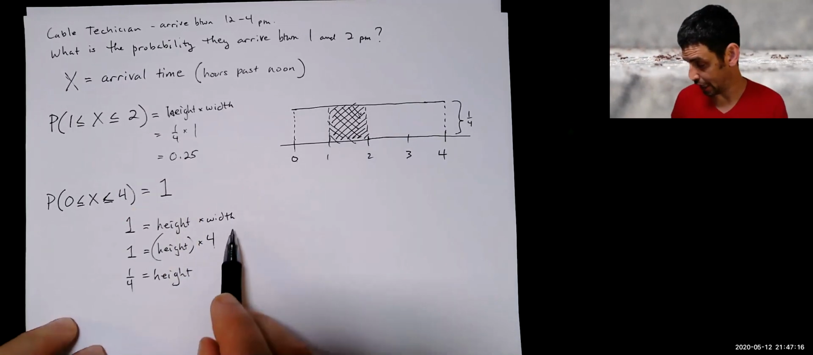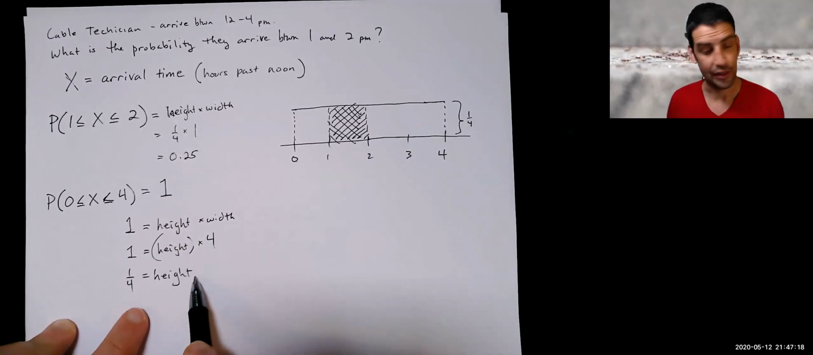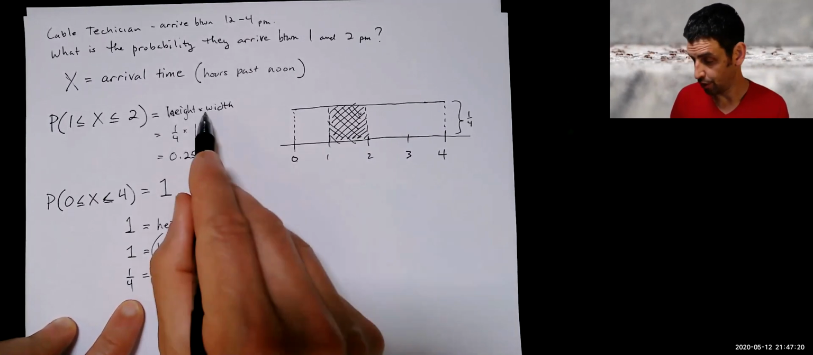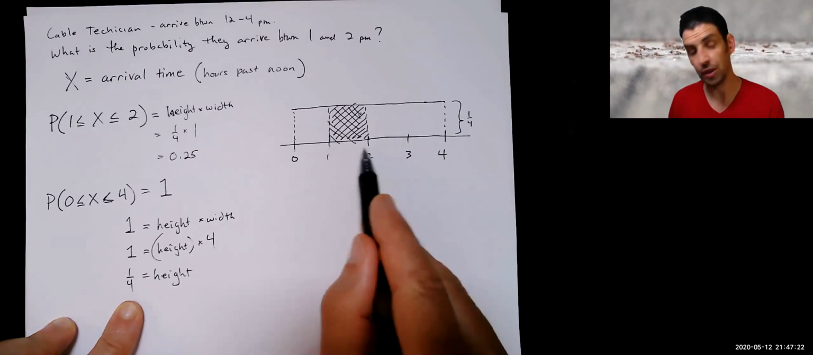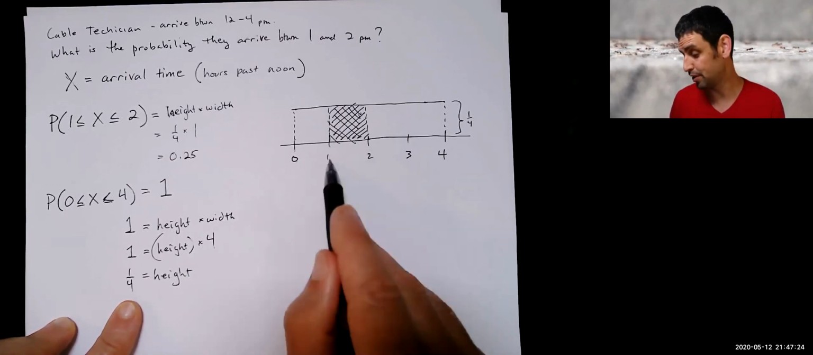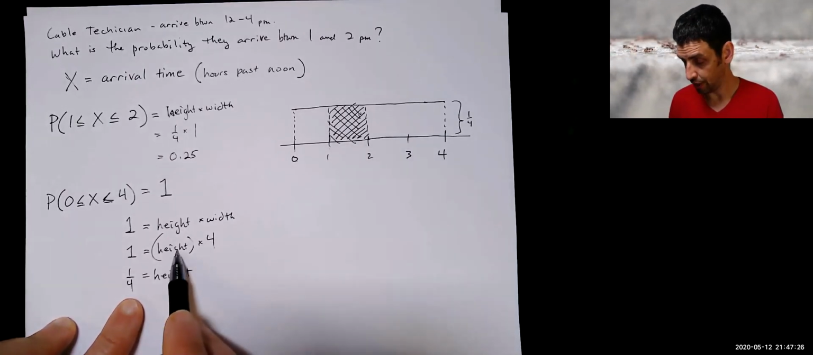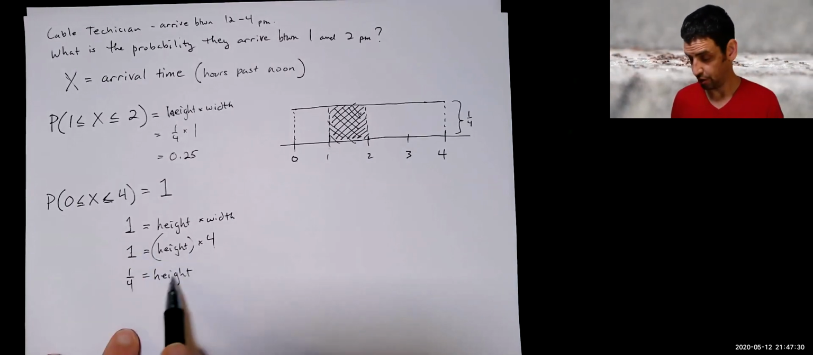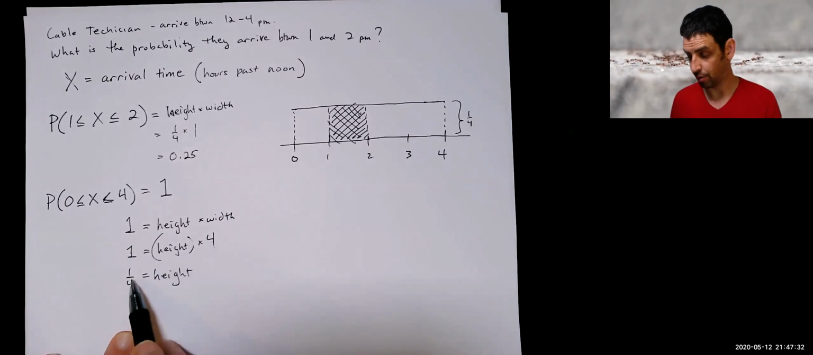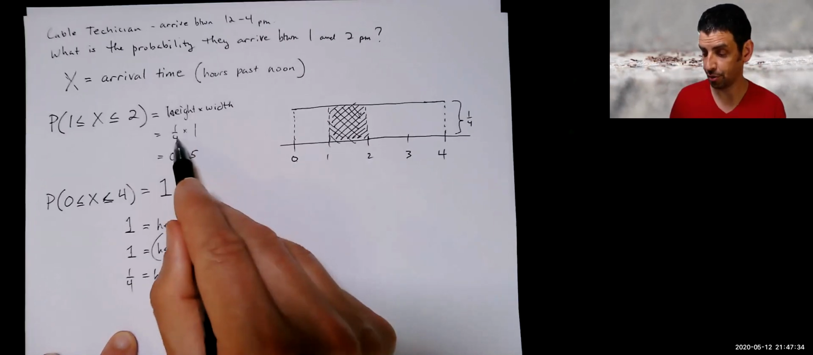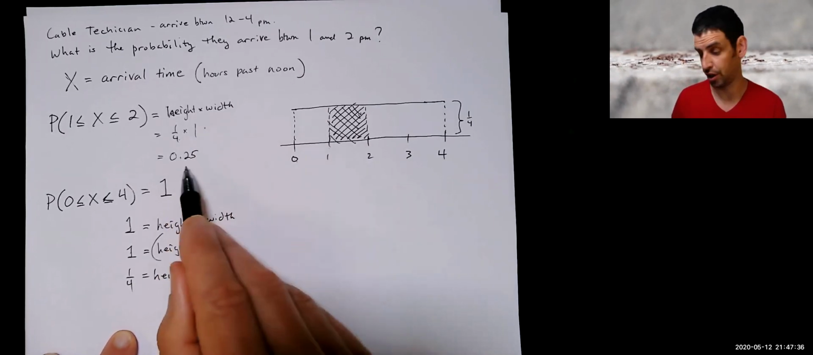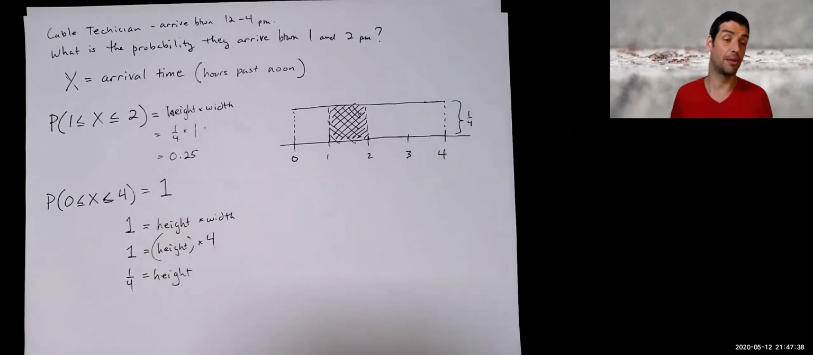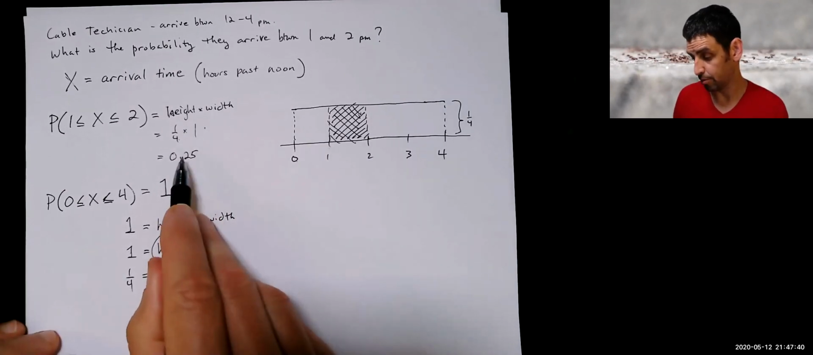If we are very careful, we might see that the units work out very nicely. The width is between 1 and 2 hours, right? Remember, these are hours past noon. The height, this number 1, is a probability. It's just a number. We divided it by a width of 4 hours, so it has hours in the denominator. So we had hours in the denominator, hours in the numerator. This cancels out and gives us just a number, which is what we want our probabilities to be.